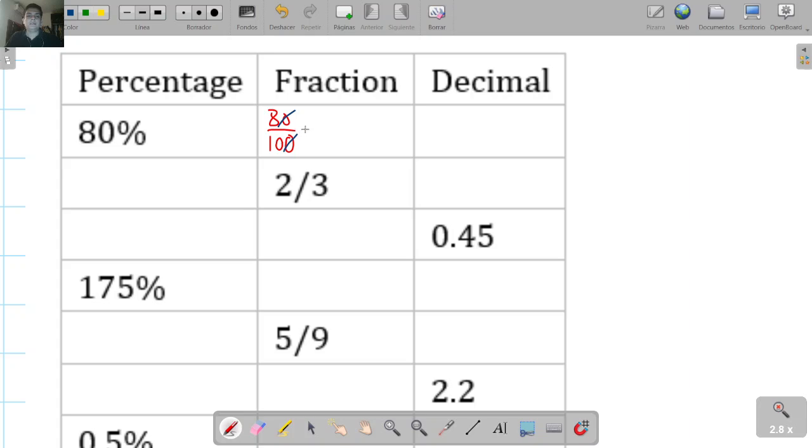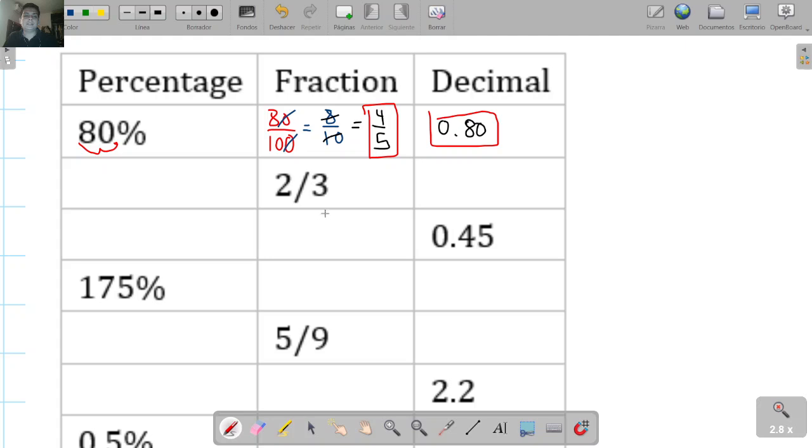8 over 10 is just going to be 8 over 10. Remember to simplify, we can do it again, we can take the half. So here is going to be 4 over 5. Percentage as a decimal is going to be 0.80. Remember, we only have to move the decimal 2 places left. And just like that, we finish this part. Let's continue with the others.